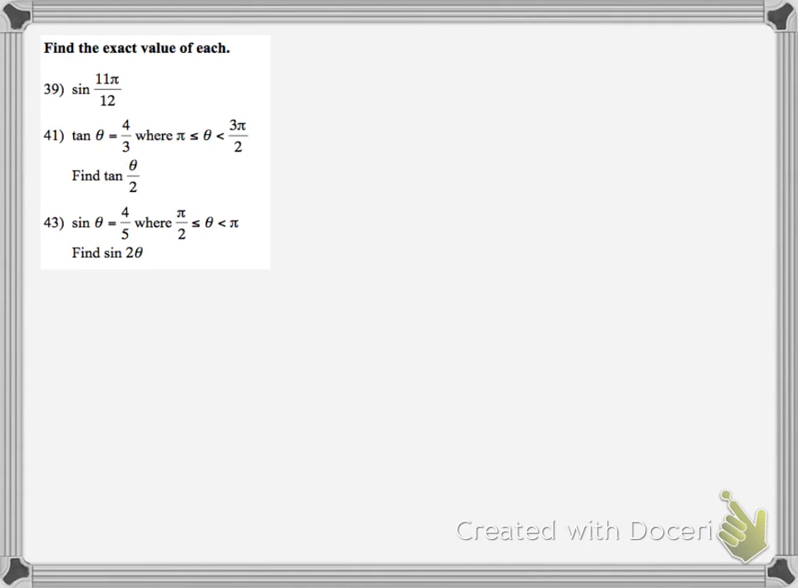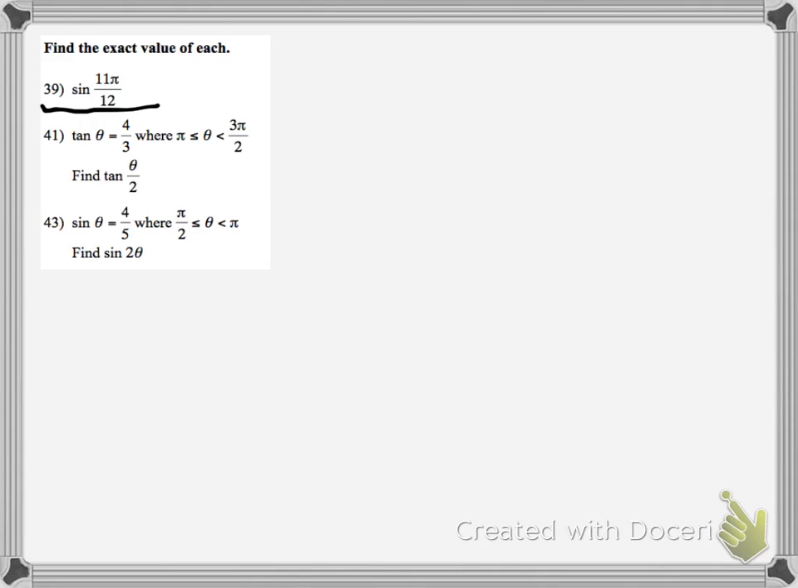Okay, we're doing number 39, 41, and 43 on the comprehensive portion. We're finding the exact value of each. No, you are not allowed to go and enter sine of 11 pi over 12 into your calculator. If you need to, you can change that to degrees. It would be 165 degrees.